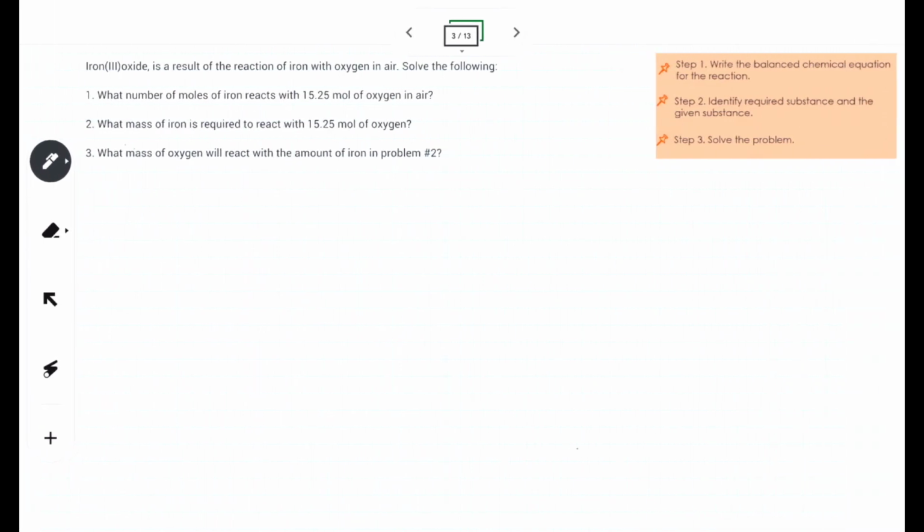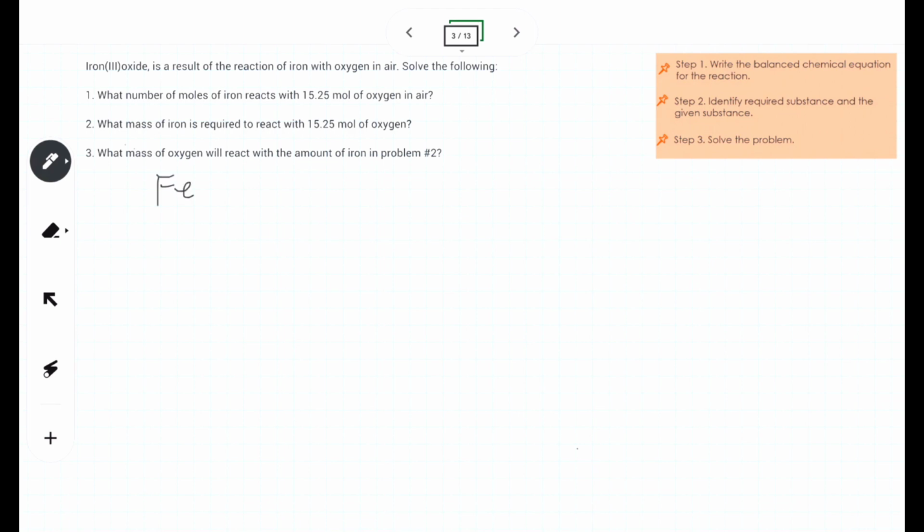For our problem, iron oxide is a result of the reaction of iron with oxygen in air. So solve the following. Number 1. What number of moles of iron reacts with 15.25 mole of oxygen in air? The first thing we need to do is to write a balanced chemical equation.